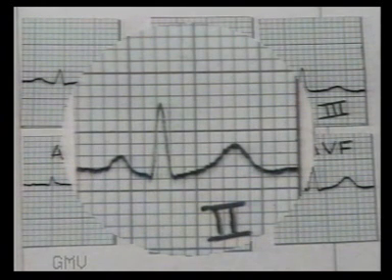Then measure the PR interval. Normally it is 3 to 5 mm. If it is increased to 5 mm or more, it is a first degree AV block. In such a case, note if there are any dropped beats suggesting second degree heart block.